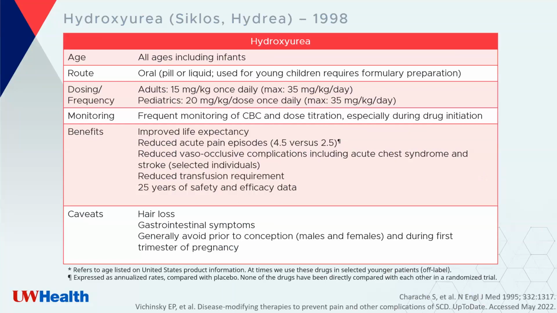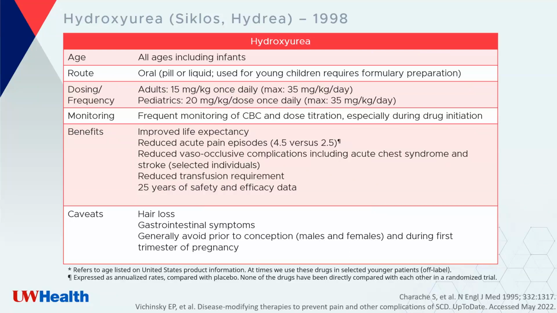It was FDA approved in '98, as I alluded to, and you'll normally find between adults and peds patients both started or initiated on this therapy. Adults commonly started at 15 mg per kg once daily regimen, and then for peds, 20 mg per kg per dose once daily regimen, both noted to have a 35 mg per kg per day max dosing.